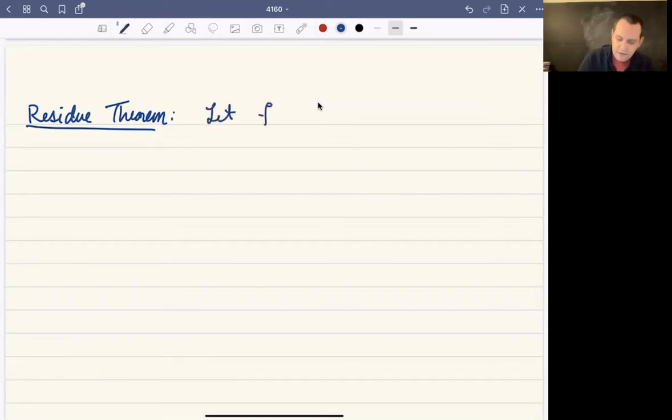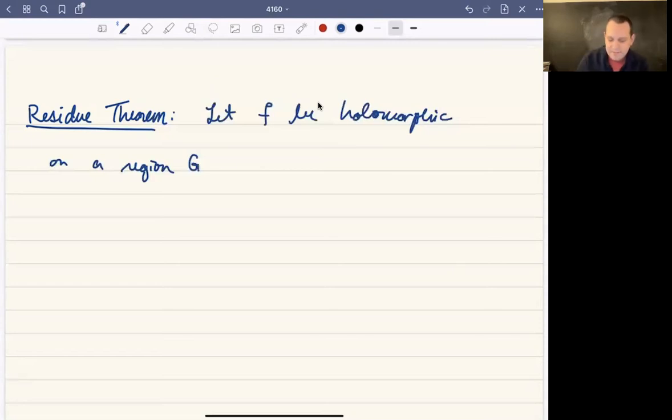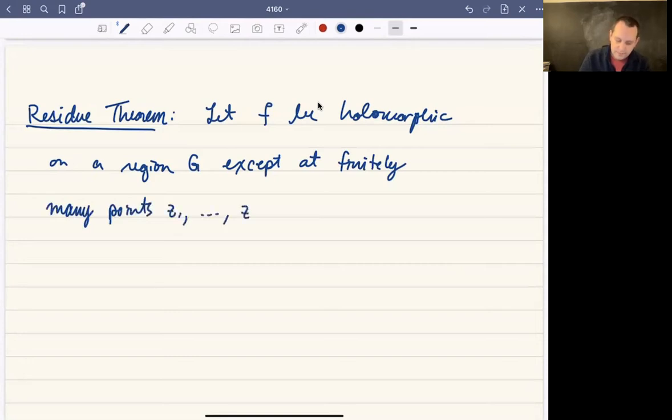So we're going to let f be a function that's holomorphic on some set, so on a region G. Remember, region means open and connected set, except at finitely many points, let's call them z1 to zn. Okay, so f is holomorphic on a region G except at finitely many points.